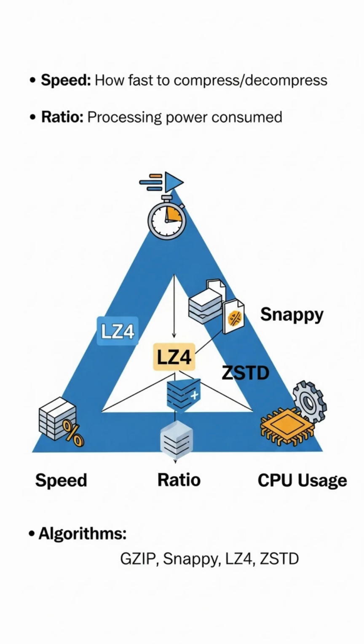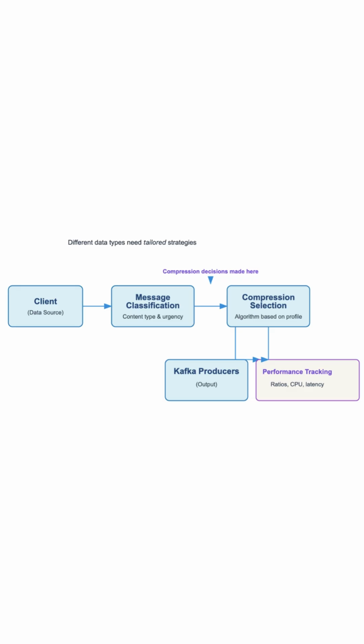We'll be focusing on four widely used algorithms: gzip, known for its high compression ratio but slower speed and higher CPU; snappy, which offers a fast speed and medium compression with low CPU; LZ4, the fastest algorithm, ideal for real-time streams, though with a lower ratio; and ZSTD, a modern algorithm offering balanced performance, excellent compression, and tunable CPU usage. Each has its place in a system like StreamSocial.